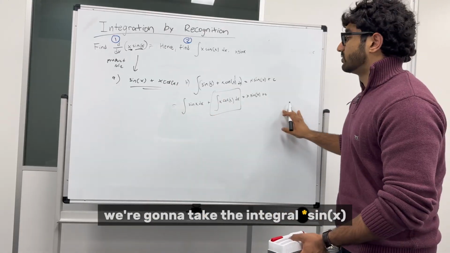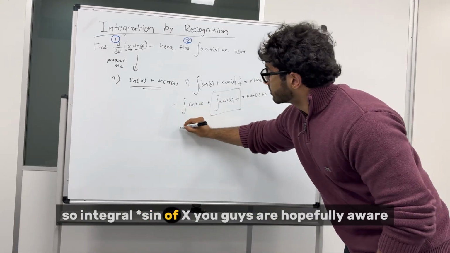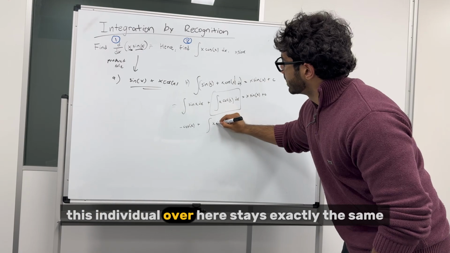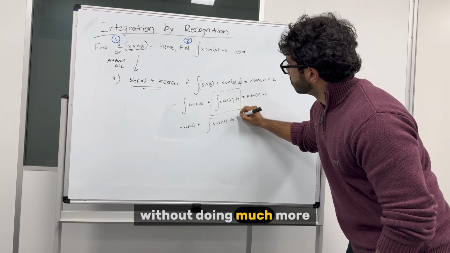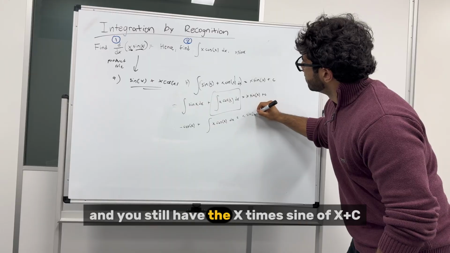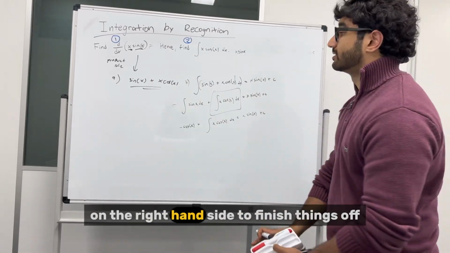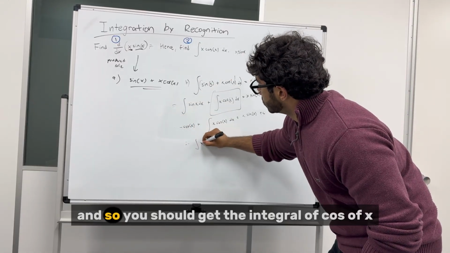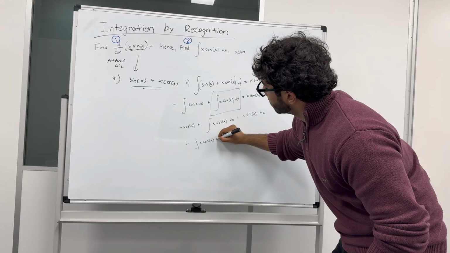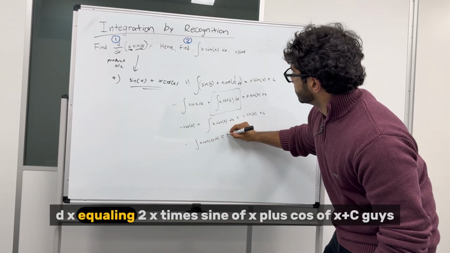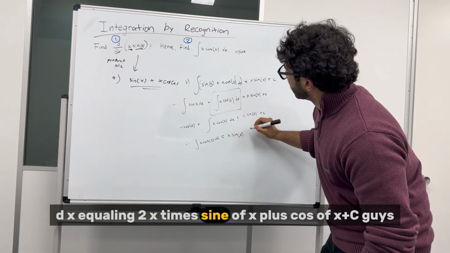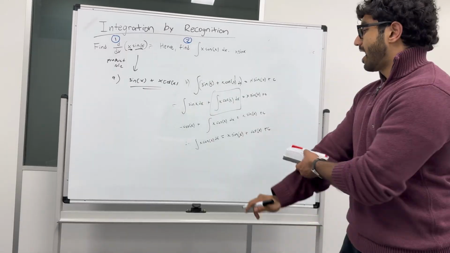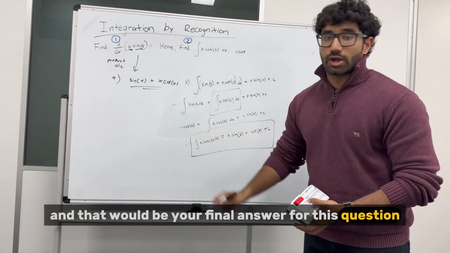We're going to take the integral of sine of x to the other side, okay? So integral of sine of x, you guys are hopefully aware, would become minus cos of x, okay? This integral over here stays exactly the same without doing much more. And you still have the x times sine of x plus c on the right-hand side. To finish things off, let's take the cos of x to the other side. And so you should get the integral of x times cos of x dx equaling x times sine of x plus cos of x plus c, guys. And that would be your final answer for this question.